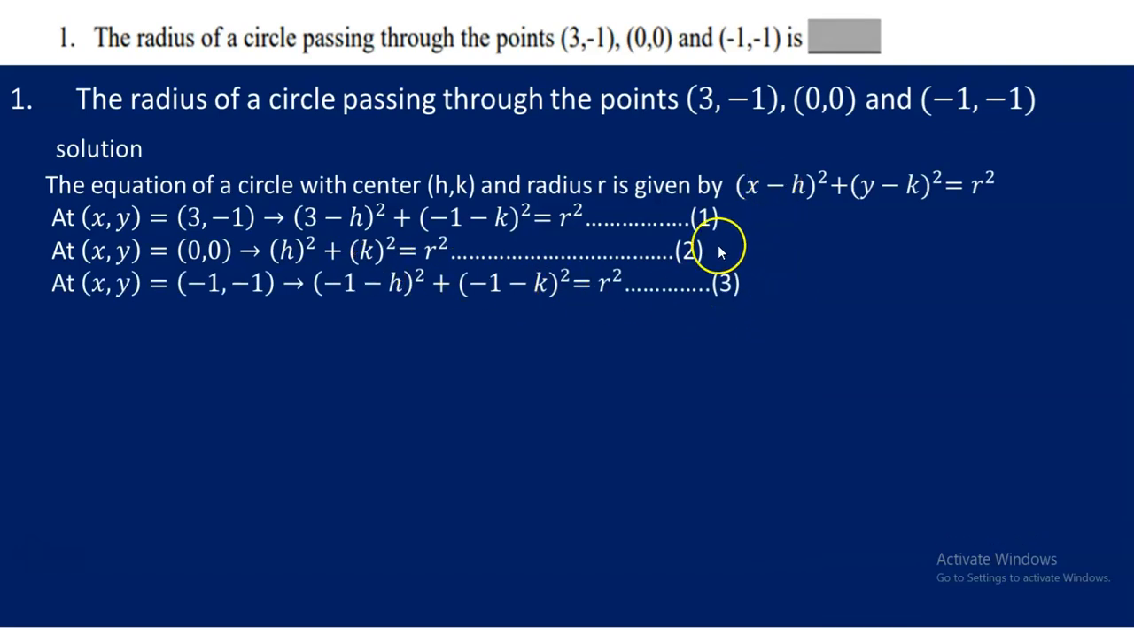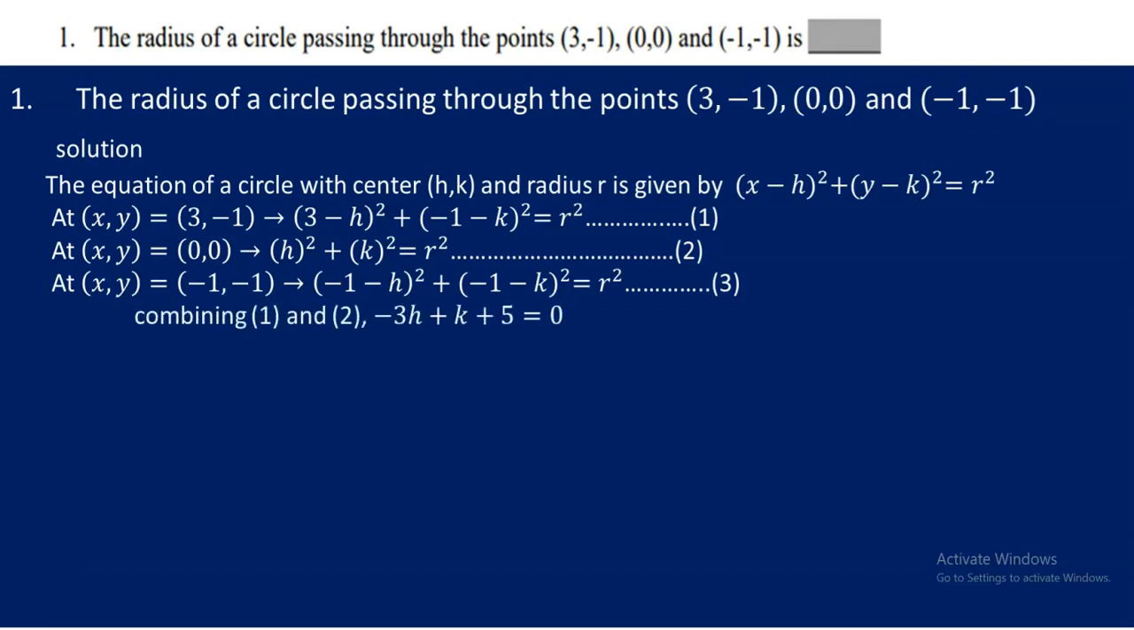So look, students, we do have 3 different equations. How many unknowns? 3 unknowns, because the unknowns are h, k, and r. So we can solve this. Let's combine 1 and 2, and 2 and 3, or something like that. We can combine 2 of these 3 in order to determine the values of the unknowns h, k, and r.